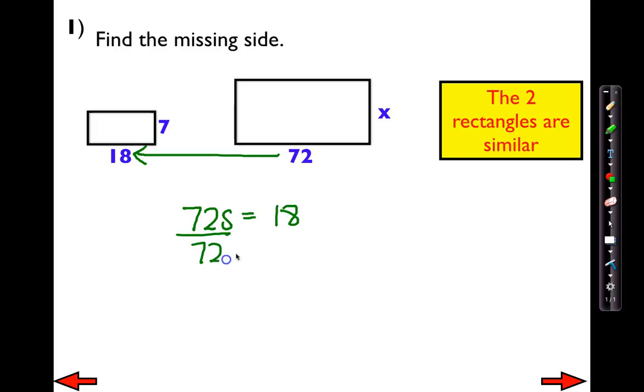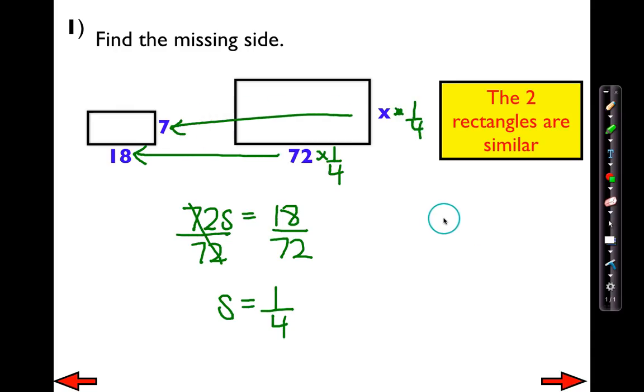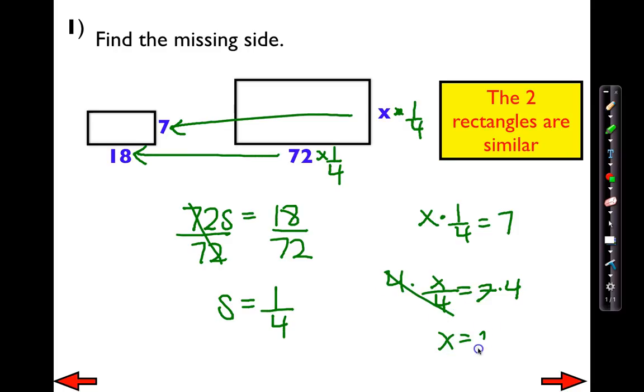So if you divide both sides by 72, instead of saying that it was 4 times as large going this direction, it would be 1/4 the length in this case. So here, if you multiply this by 1/4, you would have gotten 18. And here, you would have to multiply x by 1/4, and that would have given you 7. And if you solved it, x times 1/4 equals 7. That's basically x over 4 equals 7. Multiply both sides by 4, and x equals 28.